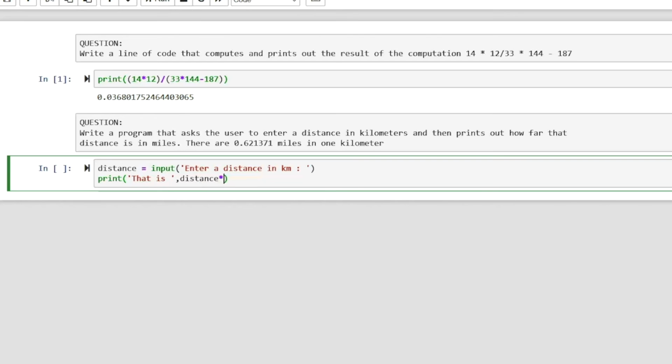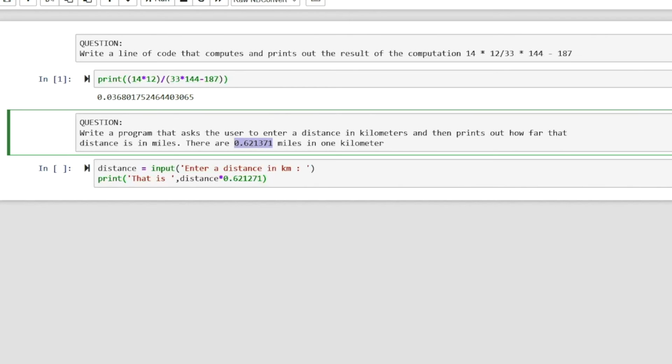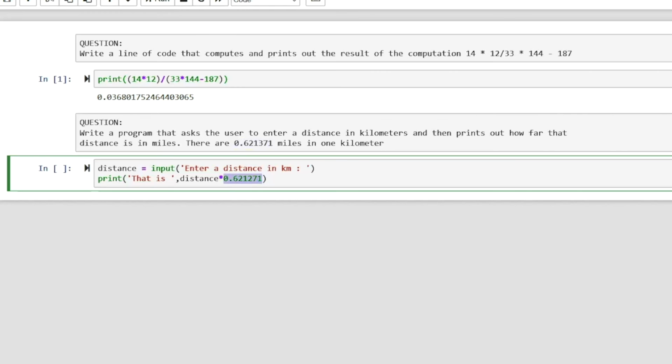Okay, times 0.62, what the question gave us, 1 kilometer is 0.621371, right? Sorry, let me copy. This is gonna be easier for us, right? And let's paste it, and we can also write down the string right away, miles.